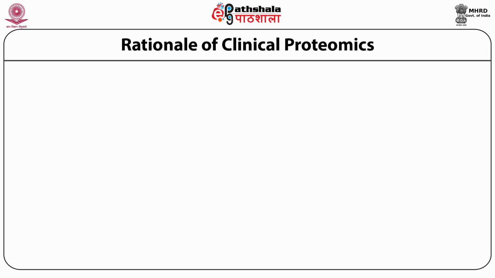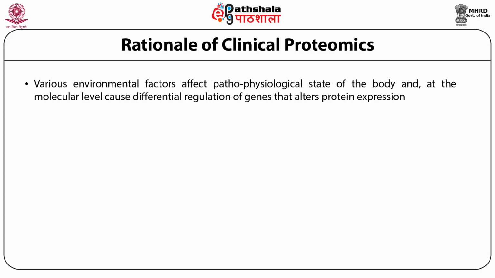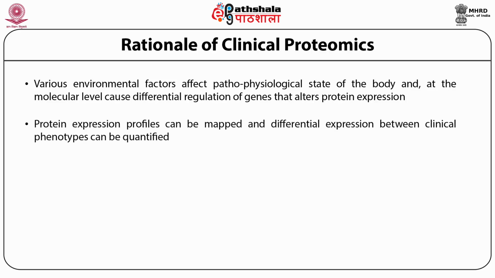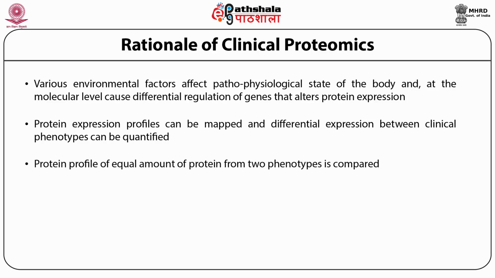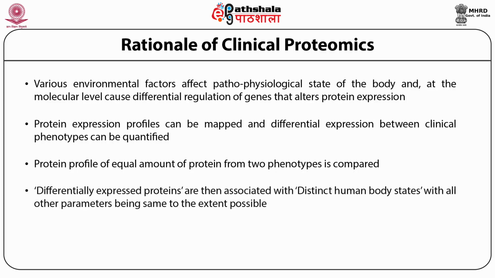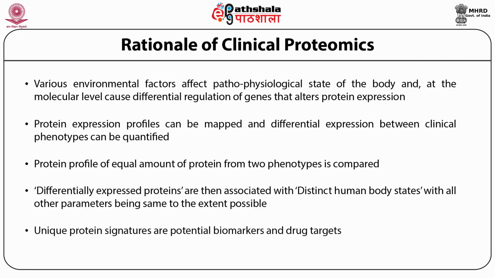Rationale of clinical proteomics. Various environmental factors affect the pathophysiological state of the body and at a molecular level cause differential regulation of genes that alter protein expression. Protein expression profiles can therefore be mapped and studied, and the differential expression between clinical phenotypes can be quantified. Protein profile of equal amount of protein from two phenotypes is therefore compared in clinical proteomics. Differentially expressed proteins are then associated with very distinct human body states, with all the other parameters being the same to the extent that is possible. Unique protein signatures then are called potential biomarkers or drug targets.